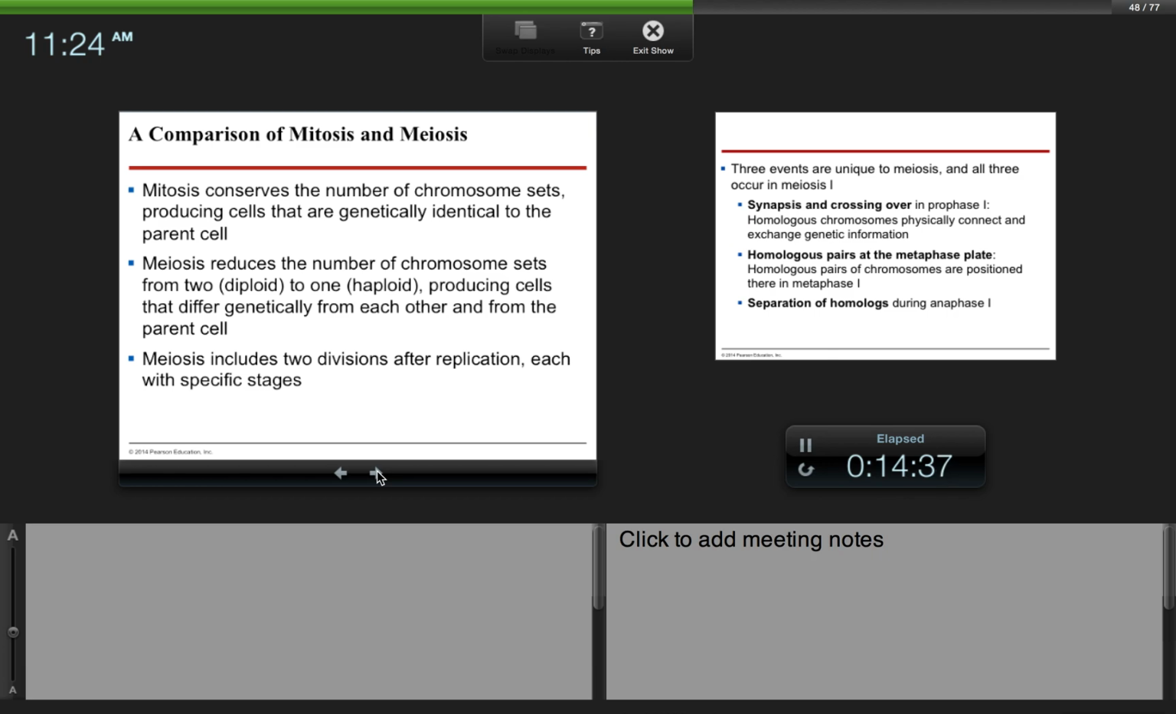Meiosis reduces the chromosome number from 2N to N. So in meiosis, you're starting with a parent cell that has a 2N number of chromosomes, or 46 in humans, and you end up with a haploid number of chromosomes in the 4 daughter cells, so 23 in humans, or haploid as a general term. And these gametes are not genetically identical to the parent cells. Meiosis includes 2 divisions after replication, each with specific stages. In mitosis, you only have 1 division after replication.